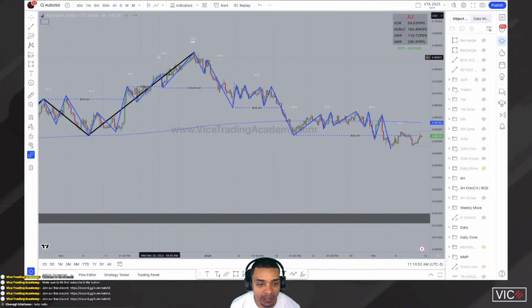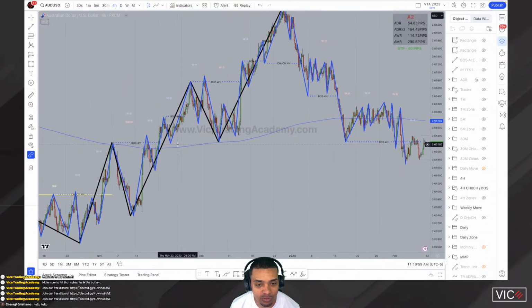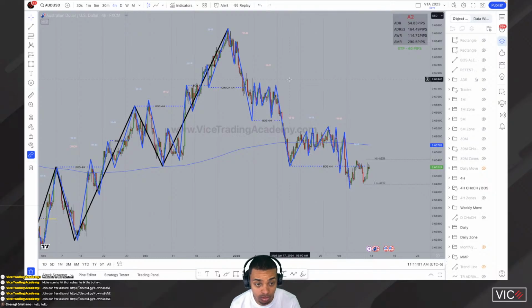You can see pullbacks, right? You can see clearly the pullbacks. So this is the meat, this is the skeleton of what's going on. So that's the external and internal structure. These are the external and internal structure of these two time frames, right?